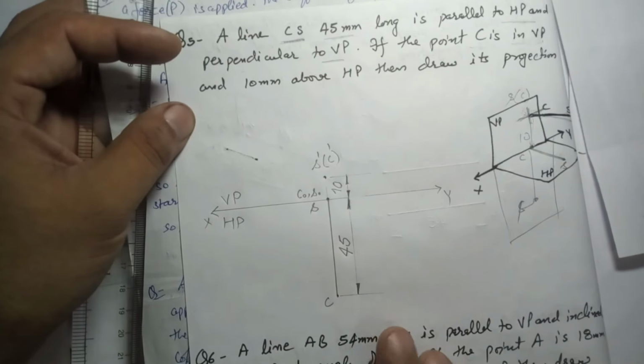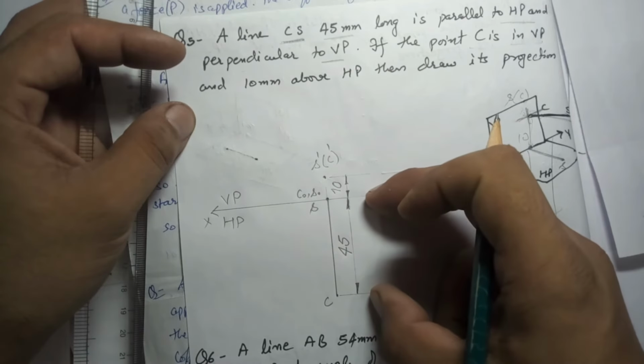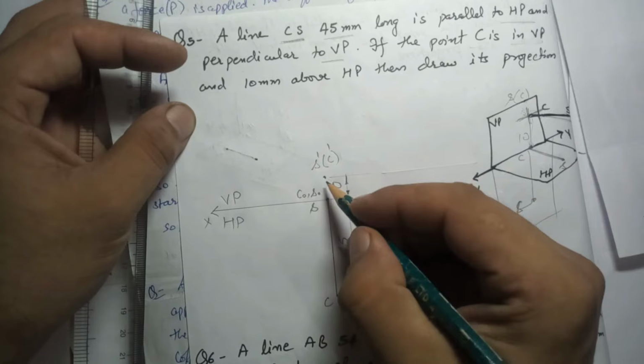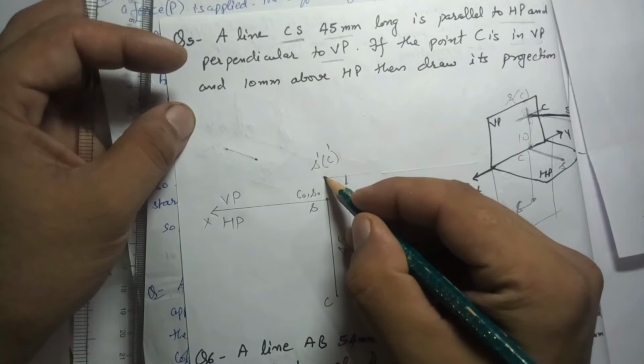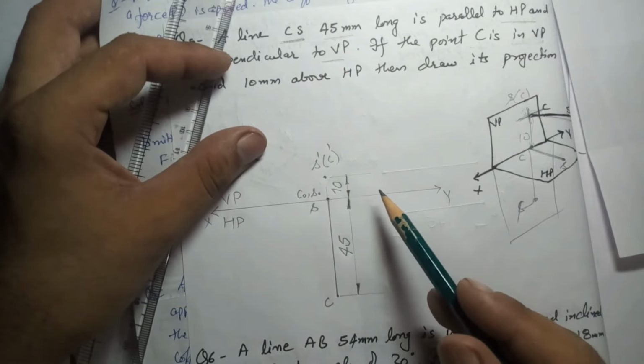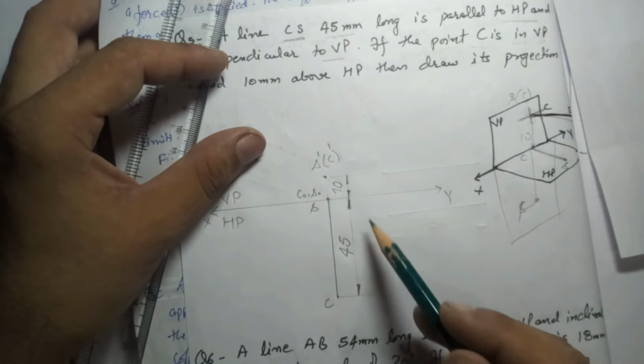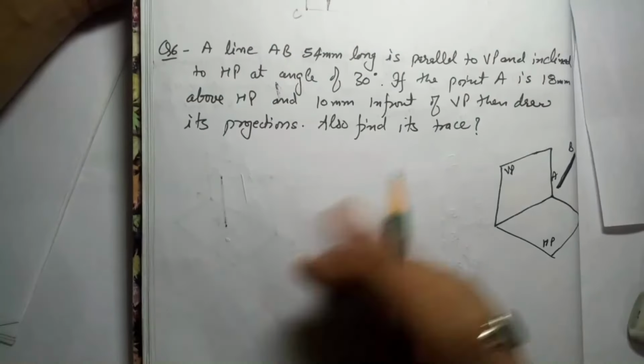So your diagram should have proper variation in darkness of line. Only in the top view, the CS will be visible, so that is dark. This is the projection line, light. In the front view, only a point will be visible, so the point is dark. So whatever is visible in the solution, front view or top view, only that part should be dark; all other lines should be light. Let's see the next question.